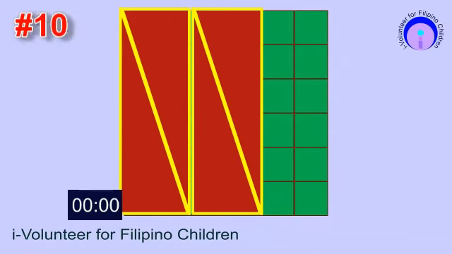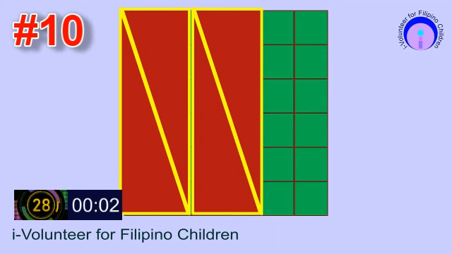Item number 10. Find the area of the red shaded part in square units. You still have 5 seconds to finish.